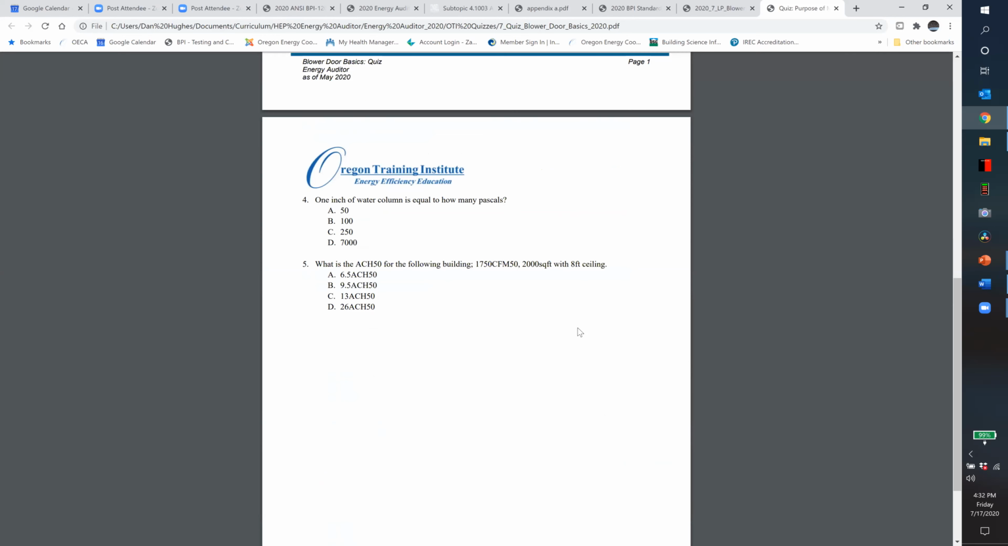Number 4, 1 inch of water column is equal to how many pascals? All right, Drew's got it with C, 250. So if we have half an inch of water column, 125. 0.1 inch is 25, 0.2 is 50.